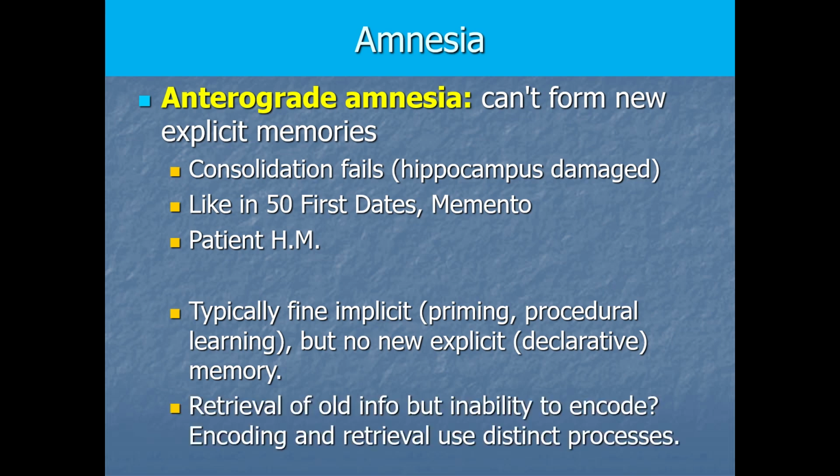Also, the fact that someone with anterograde amnesia can't form new explicit memories but can retrieve old ones means that encoding into long-term memory and retrieving back out of long-term memory must be mediated by distinct systems. Like, we don't need the hippocampus to retrieve old memories, but we do need it to lay down new memories. That's something we learn from patients with anterograde amnesia.